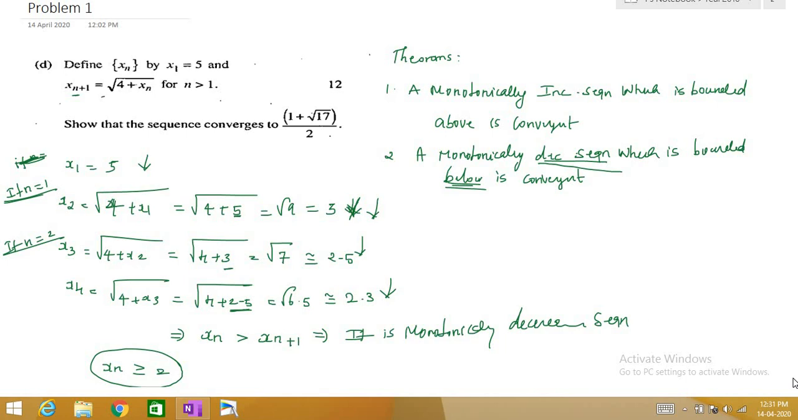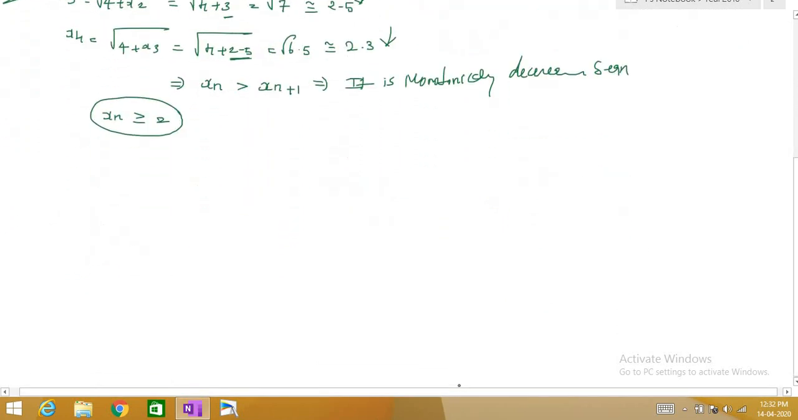So therefore this sequence satisfies the two conditions, right? That is a monotonically decreasing sequence. It is bounded below. So therefore it will be convergent, right? So the sequence x1 is monotonically decreasing and bounded below. So therefore it is convergent.